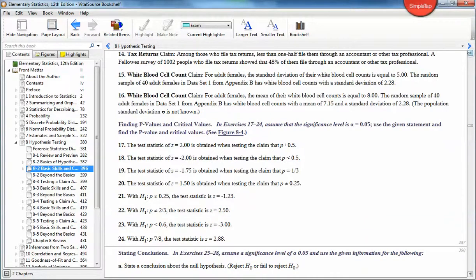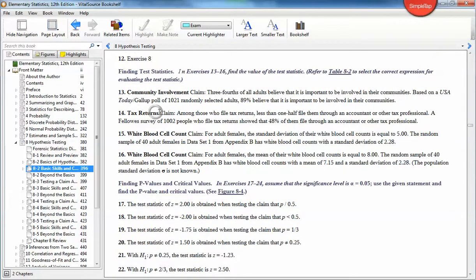Alright, so let's look at number 14. Tax returns. Claim: among those who file tax returns, less than 1/2 file them through an accountant or other tax professional. Less than 1/2. Okay. A Gallup survey of 1,002 people who file tax returns showed that 48% of them file through an accountant or other tax professional. Alright, so we want to figure out the test statistic. We have to figure out what type of test statistic.